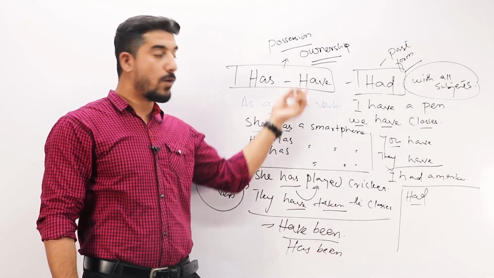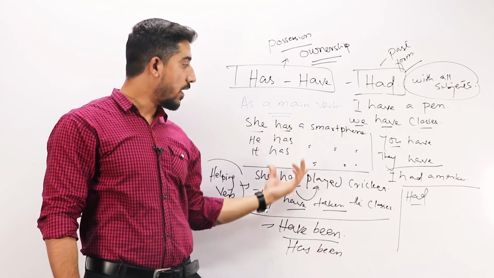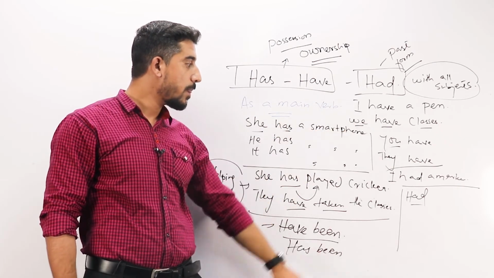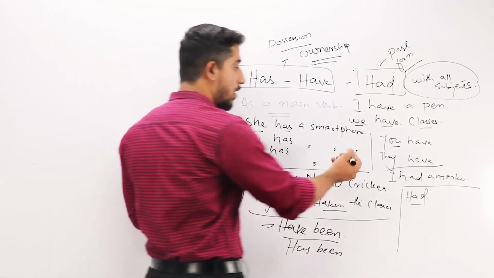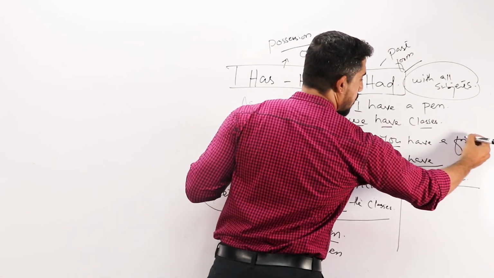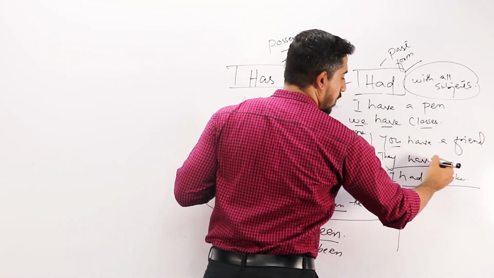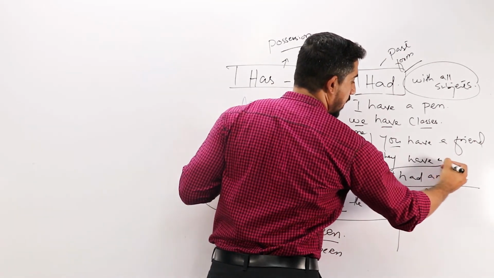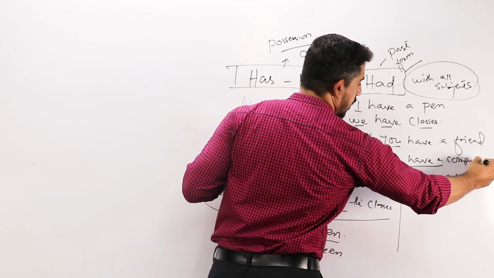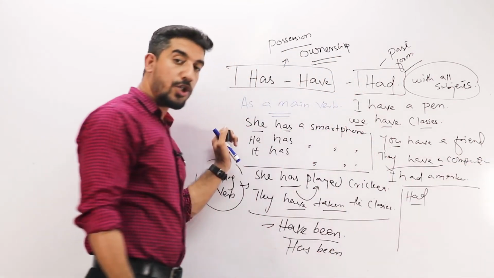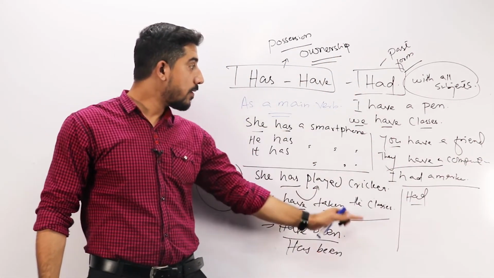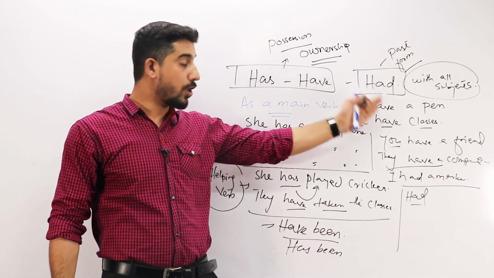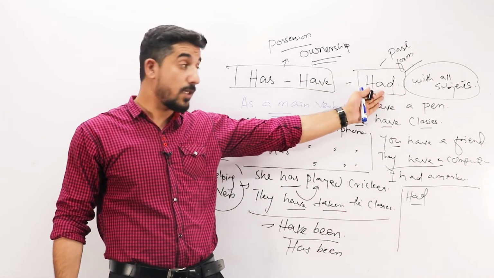Has and have are used for ownership and possession as a main verb, and the examples are here. Simply we are saying you have a friend. They have a computer. That's how we are using has and have as a main verb, and had as a main verb in the past.